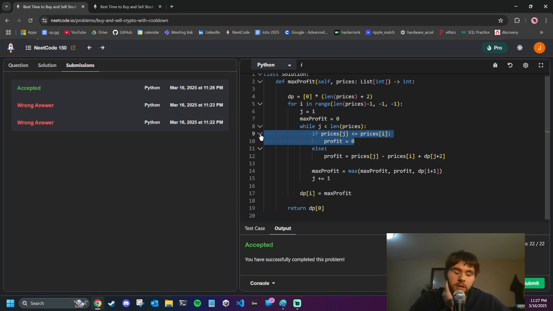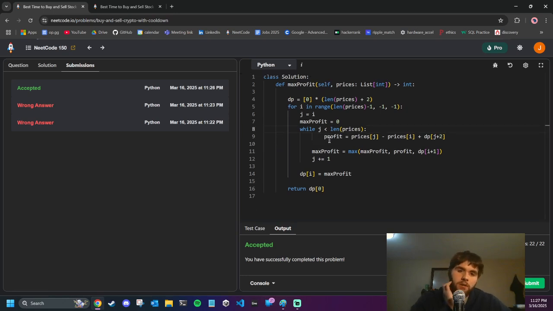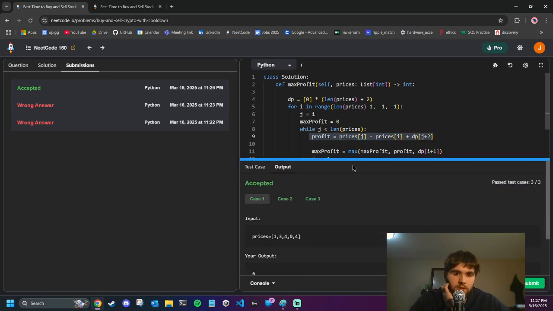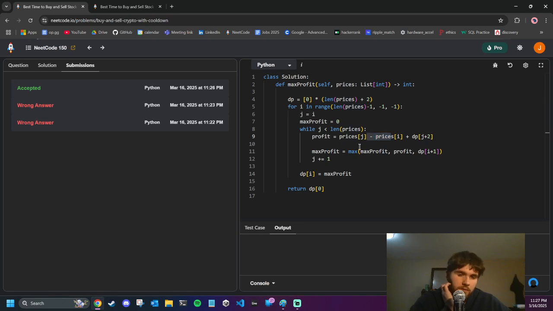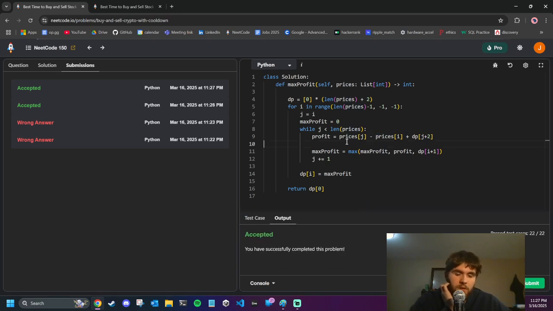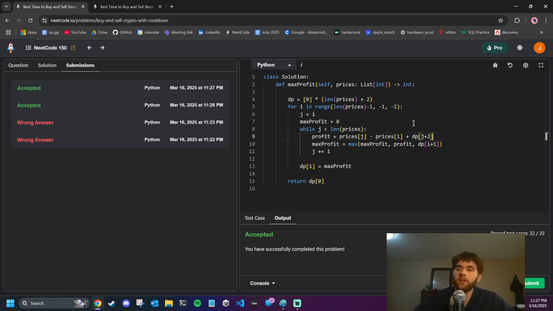Is this necessary? It may not be necessary, actually, now that I'm looking at it, because this would just be negative. So logically speaking, it makes sense to skip it, but it's not necessary because this will evaluate to a negative number, which will not get selected here anyway. Great. Okay, so quick recap.